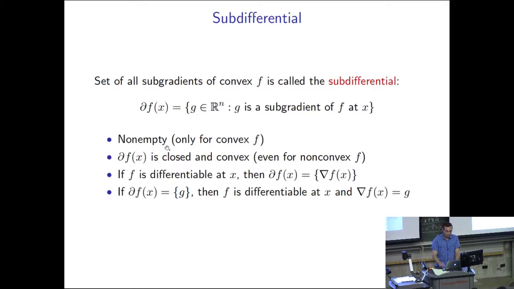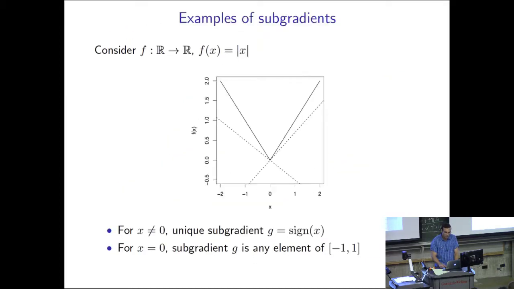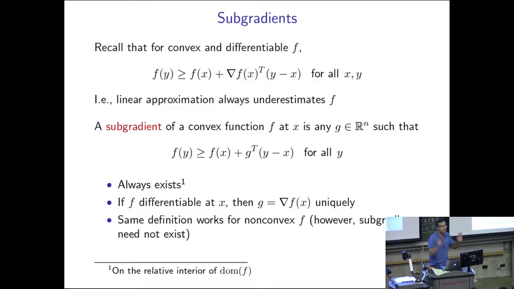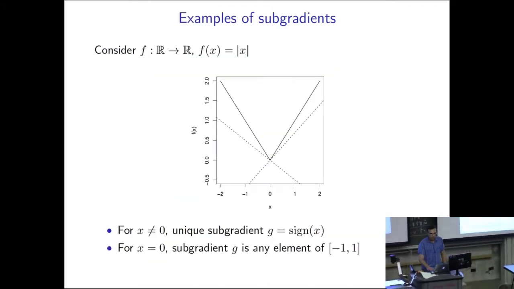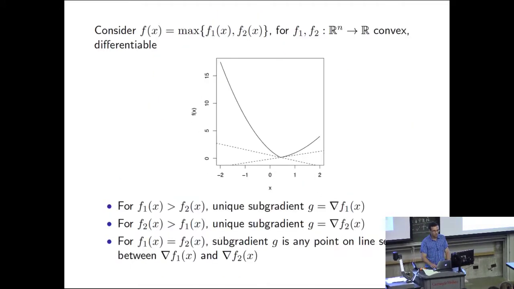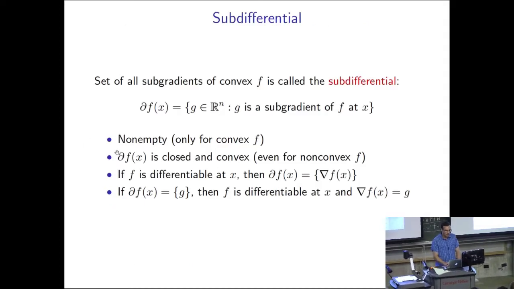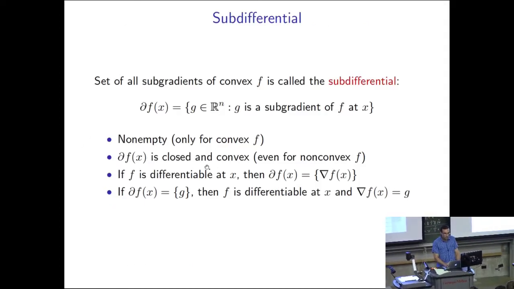And again, there's this caveat that it is important somehow to point out, but you can kind of ignore it. I just don't want to give you false information. It's non-empty on the relative interior of the domain, which is typically the points x that we think about. It's actually always closed and convex, kind of an interesting property. This is true even for non-convex functions.